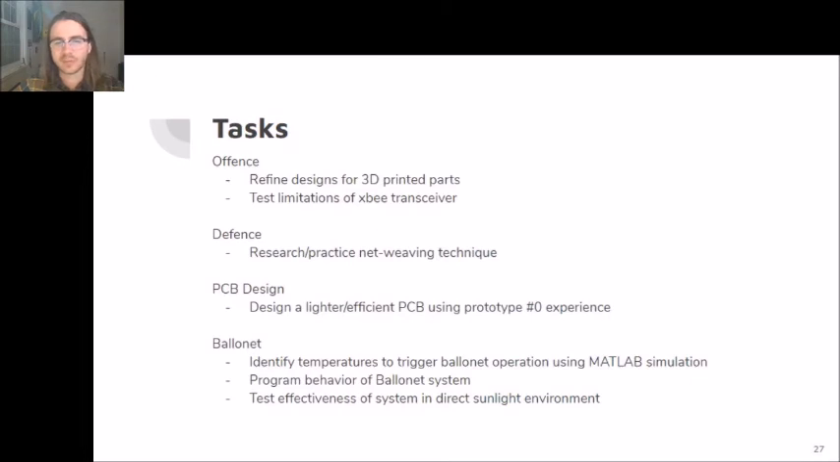So with all that information, what are we going to do? Here we have our tasks laid out. For offense, we'll be finishing up our 3D printing part designs. I'll be testing the limitations of our transceivers, the XPs.